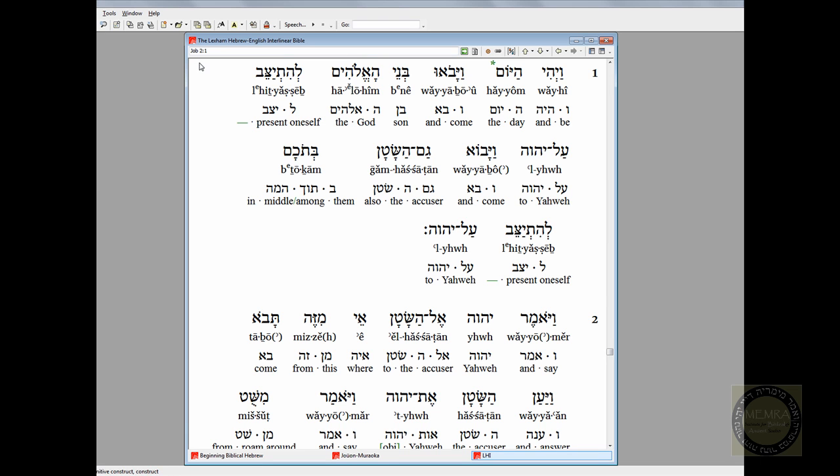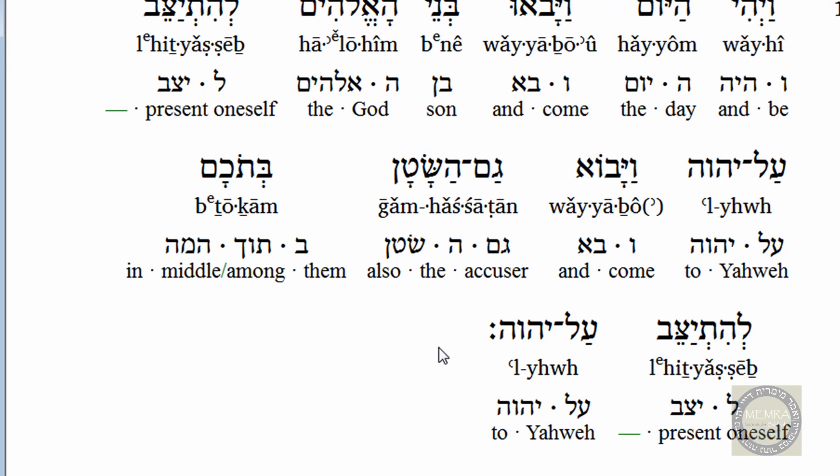This is Job 2:1. This is one of the more famous examples of "Satan" in the Old Testament. This is with the sons of God. This is the prelude to the book of Job, and God and the Satan are going to have this conversation that leads to Job's suffering. We have right here Ha-Satan. We have the He with the Patach.